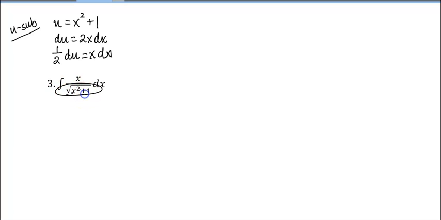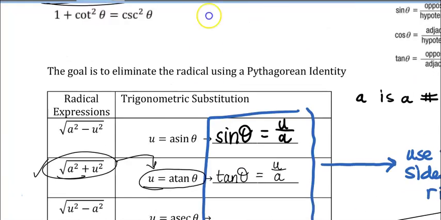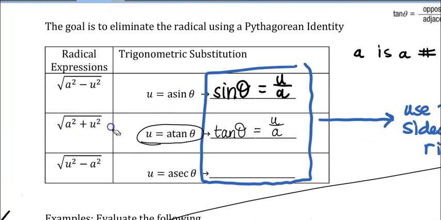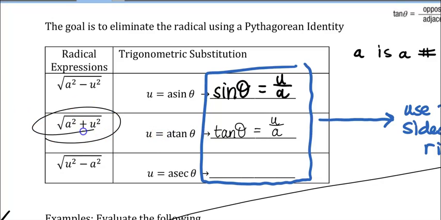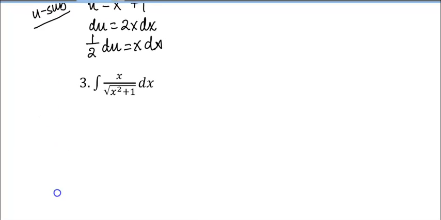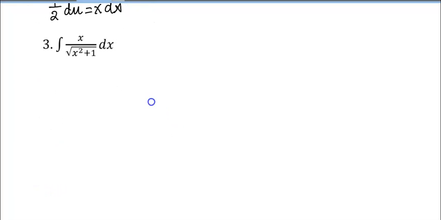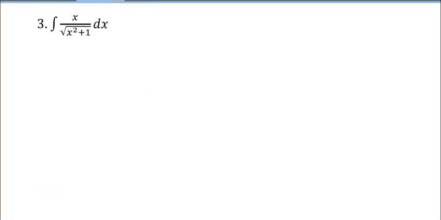And it is seeing this radical expression in the denominator that would make us think of doing a trig substitution, seeing one of these 3 expressions here. In fact, we have the same expression as we did from the previous example. So we still have that a squared plus u squared under the square root. So I can see that my u squared is x squared. And I can see that my a squared is 1. So u is x and a is 1.